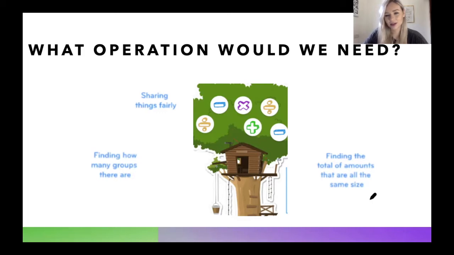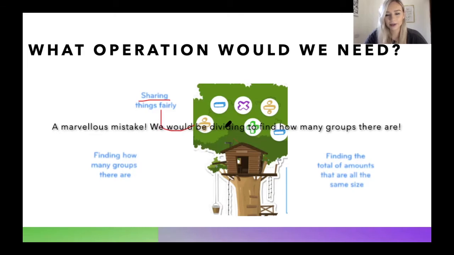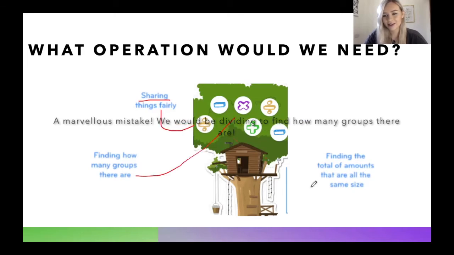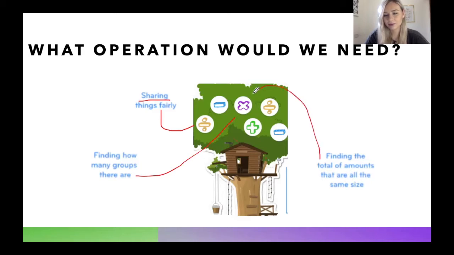Let's go through these answers together. If we're sharing something, that usually means that we are dividing, especially if it's fairly, because that means that the groups that we're sharing into are equal, which we need to make sure they are if we're dividing. The next sentence is finding how many groups there are. That means that we could be multiplying to see how many groups there are. The next question, finding the total of amounts that are all the same size. Again, this could be multiplying. Well done for having a go at these questions.